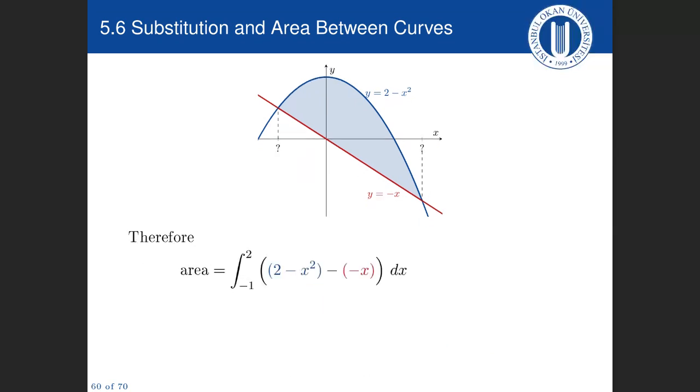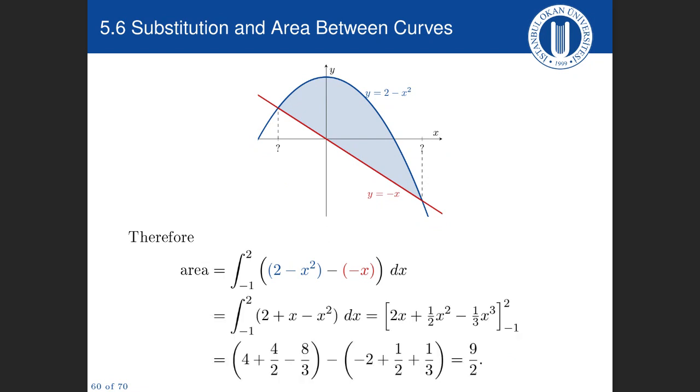So this blue area is going to be the integral from minus 1 to 2, bigger function minus smaller function: 2 minus x squared minus minus x. I'm not going to talk about the details. You should be able to repeat this yourself. Please check that the answer is 9 over 2.